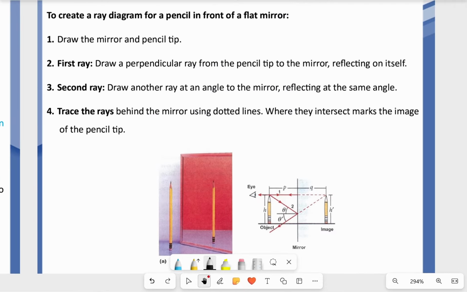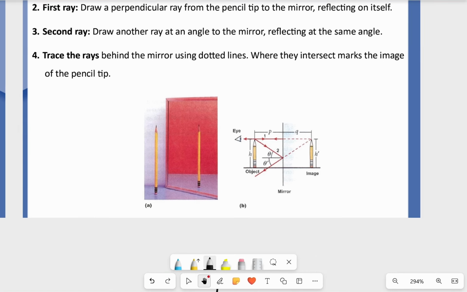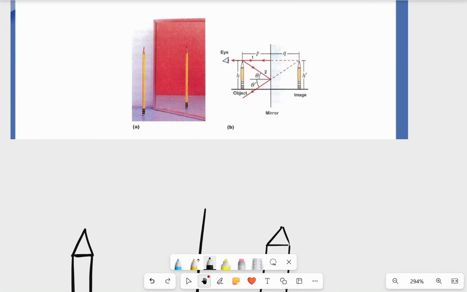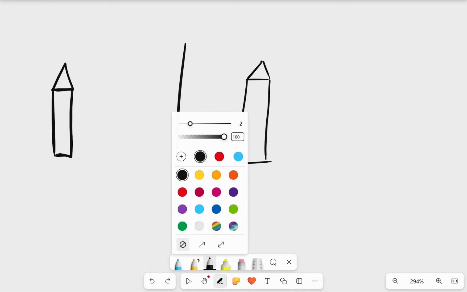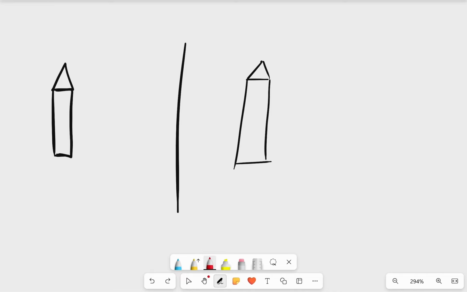It says first, draw the mirror and the pencil tip. We draw the mirror and the pencil tip. The first ray should be perpendicular, from the tip to the mirror. So we have the tip here. Let's draw a perpendicular line. This is going to be perpendicular. Then it's going to be reflected back.